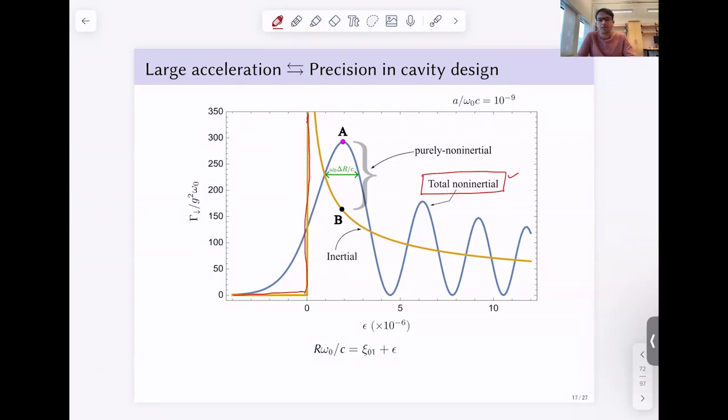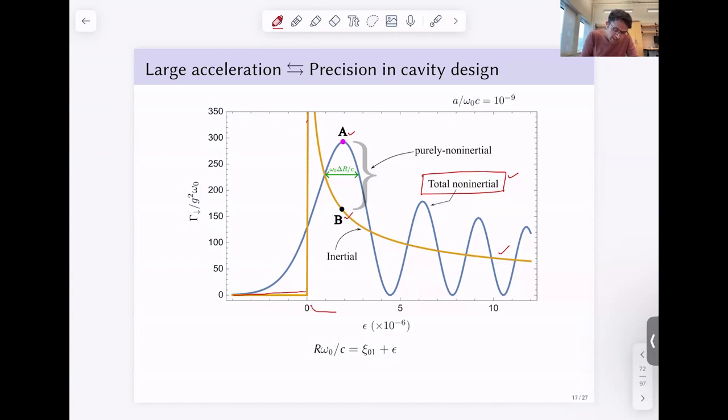In the same setup inside the cylindrical cavity, you can also write the expression for the decay rate of an inertial atom, which looks like the orange curve here. And the blue curve is the total non-inertial response of the atom, which we just saw in the previous slide. The feature to which I want to draw your attention here is these two points, A and B.